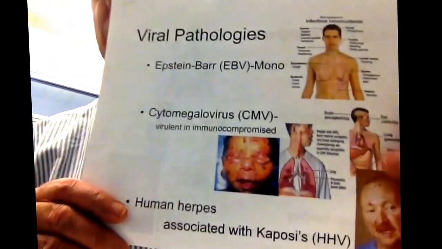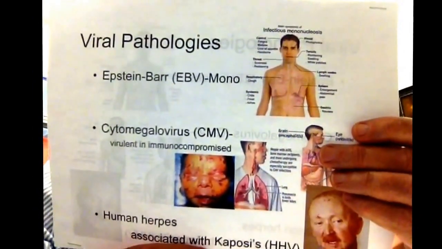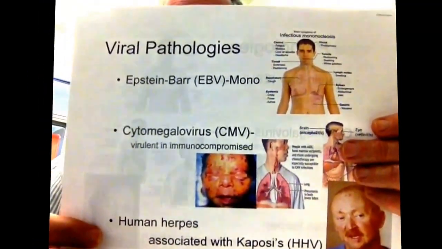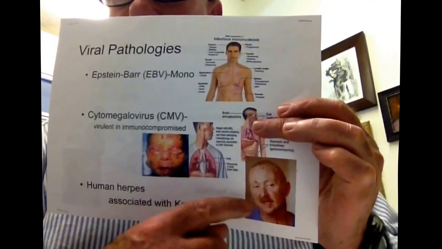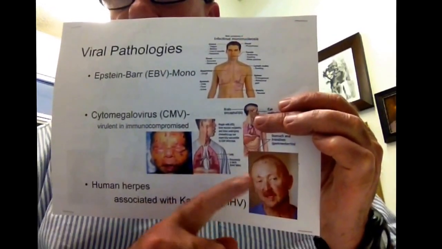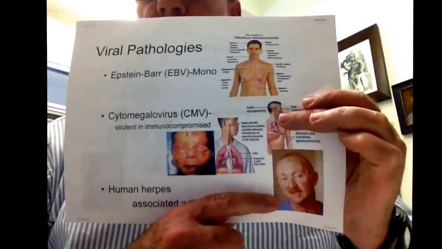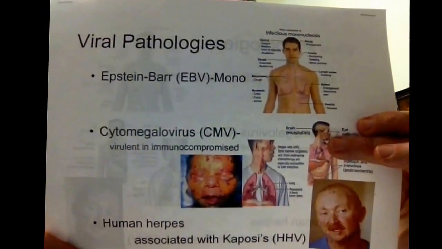This particular case is a type of virus called Kaposi's, HHV. This is actually a viral condition that moves into cancers of the skin. This person is immunocompromised as a result of having HIV/AIDS, and this skin condition is Kaposi syndrome.